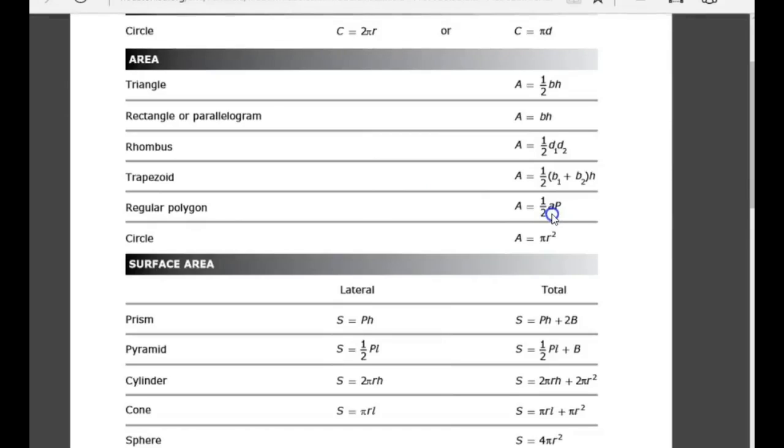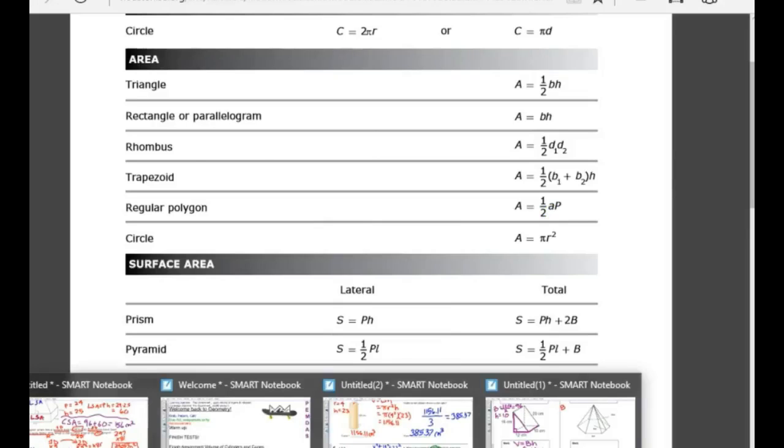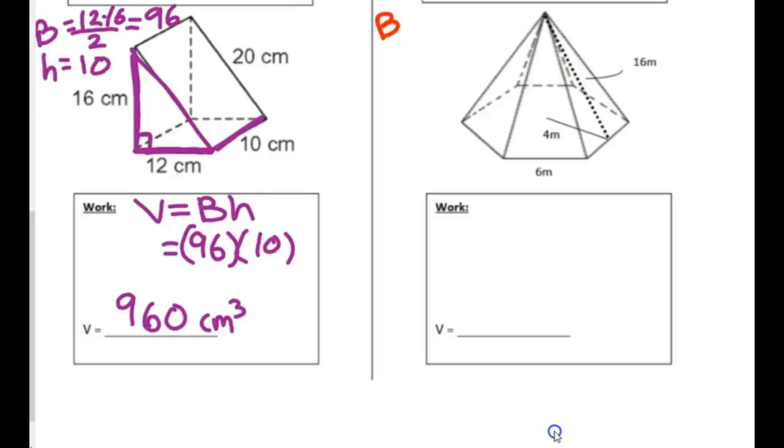Now, who remembers what that little a stands for? Who's little a? Apothem, right? Sounds like a possum with a lisp. Apothem, right? So apothem is from the center of a polygon to a midpoint, right? So check it out. Do I know the apothem of this polygon? Yeah, here to here. So little a is 4.